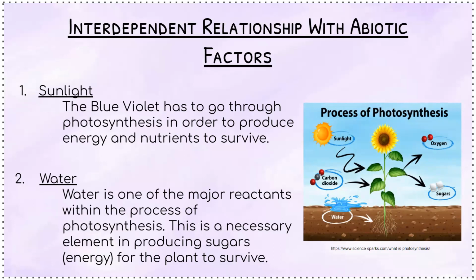These plants take in sunlight, water, and carbon dioxide, which then produces oxygen and sugars. The plant releases the oxygen and stores the sugars. The sugars that are produced are used for energy and nutrients within the plant. The blue violet needs these to grow and develop.